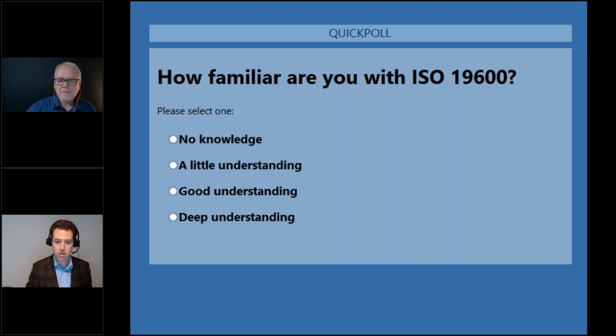We did a webinar on this earlier this year. It's a standard that kind of went under the radar because it was published at the same time as some anti-bribery standards. Again, it's not a standard, it's a guideline, but I think it's very, very helpful. And that's why we'll be talking about it today. So I just want to see how many folks are already a bit familiar with ISO 19600.